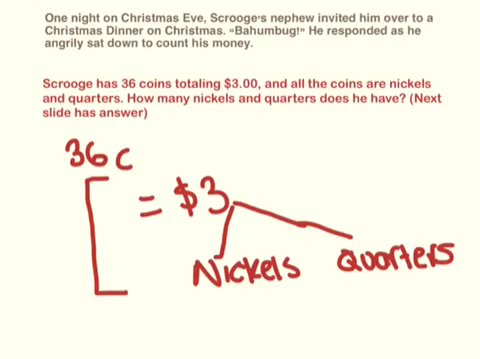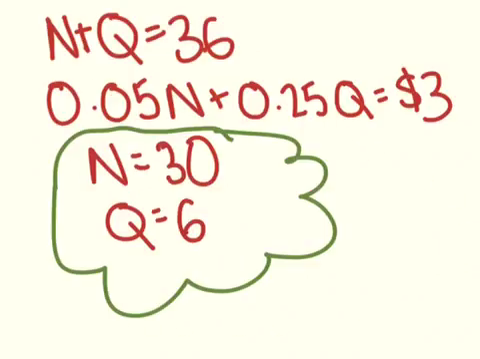Scrooge has 36 coins totaling $3, and all his coins are nickels and quarters. How many nickels and quarters does he have? Here I broke down the problem. Did you get the answer right?